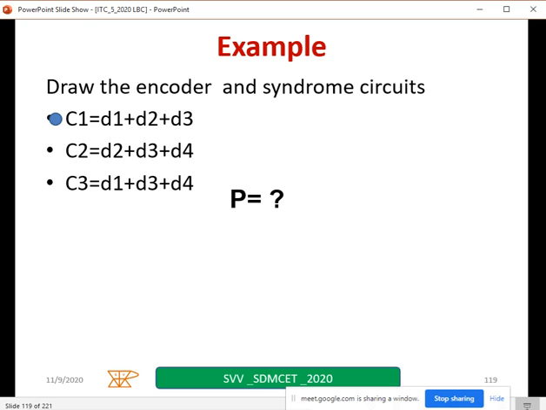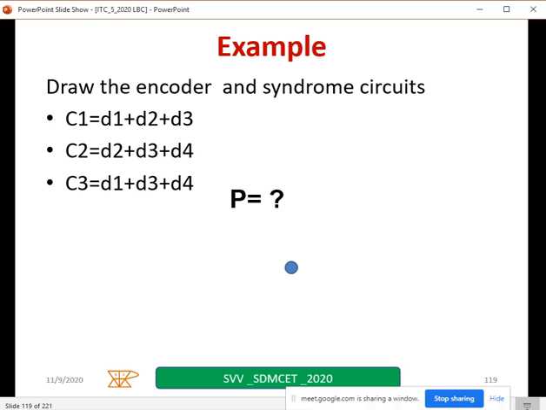P means first, I have to take C1 and write it as the first column of P. That's all. Similarly, the second and third columns. Can anyone of you share the P in the chat box? First, write it down on paper.